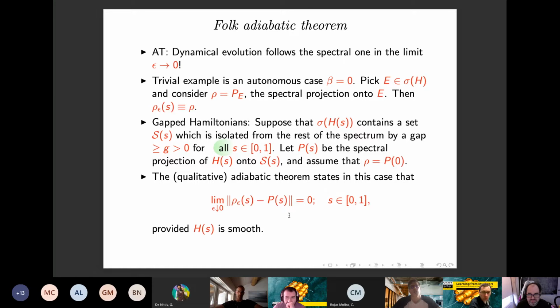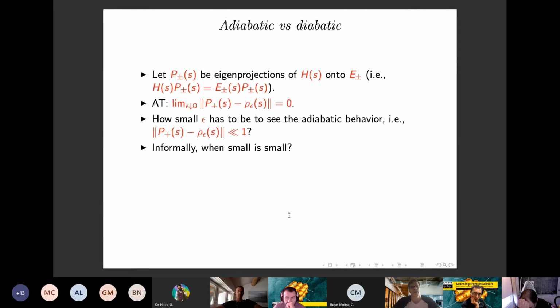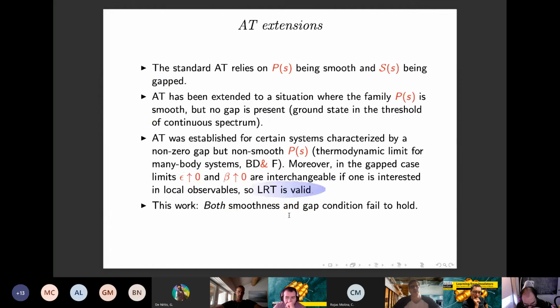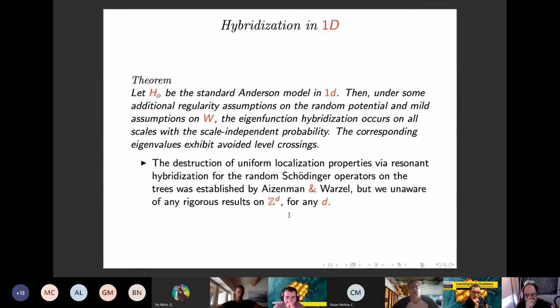But it turned out that it's not going to be very useful in our setting because of the hybridization phenomenon. So the problem is that once you start to drive the system, then you start to see that eigenfunctions hybridize. In other words, you start with a localized system, but after you drive with beta, you lose this feature, and eventually you start to see a sort of local delocalization.